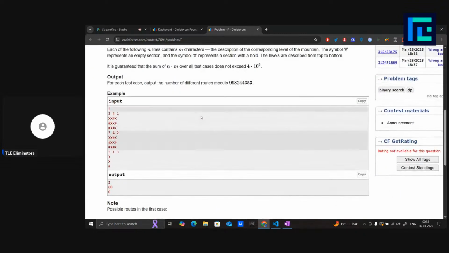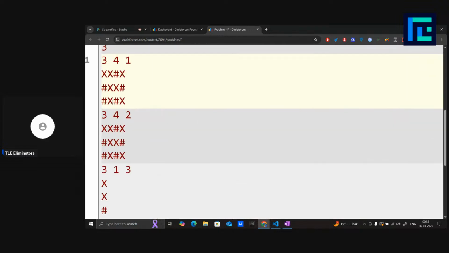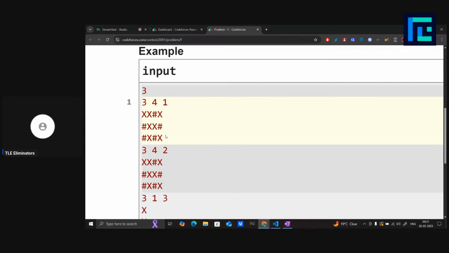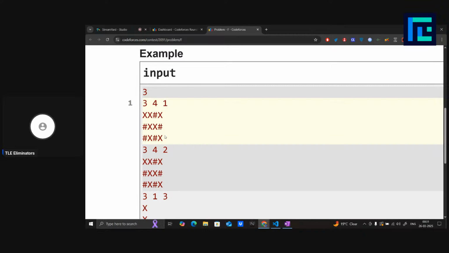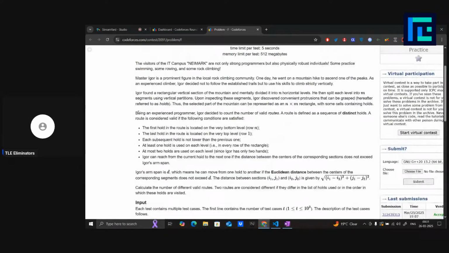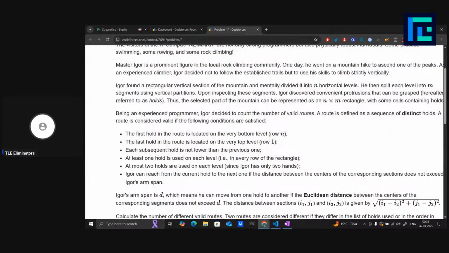Okay, he has a wall, and these x are the parts which he can hold. Okay, and hashes he cannot hold. All right, and he is climbing a rock. So initially he is at the bottom, and he has to climb to the top one by one. Okay, so being an experienced programmer, Igor decided to count the number of valid routes. He has to count the number of valid routes.